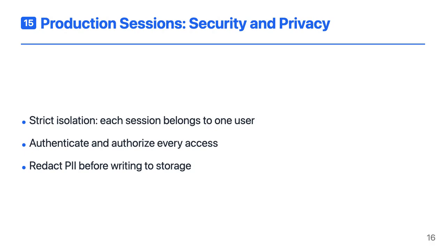In production, session management isn't just a convenience. It's a security-critical service. Each session must be strictly isolated, so one user can never see another's data. Every read and write to the session store needs proper authentication and authorization. On top of that, personally identifiable information should be redacted before it ever hits storage. Tools like PII scrubbers or model armor can drastically reduce the impact of a breach and make compliance with regulations like GDPR and CCPA much more manageable.